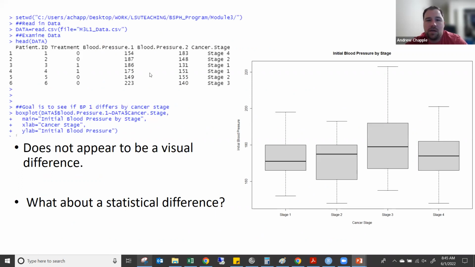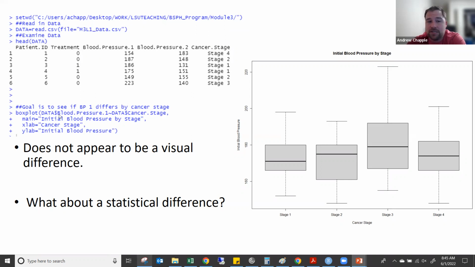So this is just me reading in the code here. Okay, so I'm reading in the data. I've got this path, users, HAP, desktop, work, LSU teaching, BSPM program module 3. That's where I have this data set saved. Here's my data. I'm reading it in, M4L1 data.csv. I'm looking at the data using the header. Here I've got my patient ID in the left column. I've got my treatment, 1s and 0s. I've got my blood pressure 1, my blood pressure 2, and my cancer stage. So maybe I want to know, does their first blood pressure differ by cancer stage?